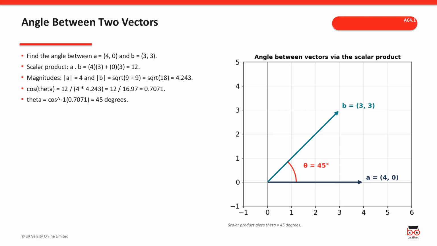Let's find the angle between a = (4, 0) and b = (3, 3). The scalar product is 4 times 3 plus 0 times 3, which is 12. The magnitude of a is 4, and the magnitude of b is the square root of 9 plus 9, the square root of 18, about 4.243. So cos theta is 12 over 4 times 4.243, that's 12 over 16.97, which is 0.7071. And taking the inverse cosine gives theta = 45 degrees.